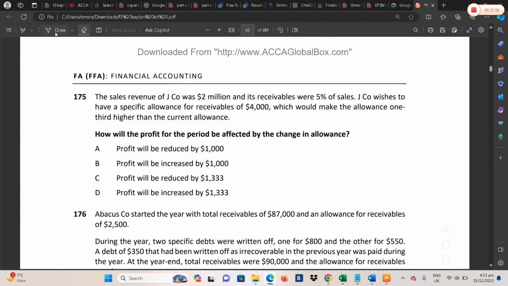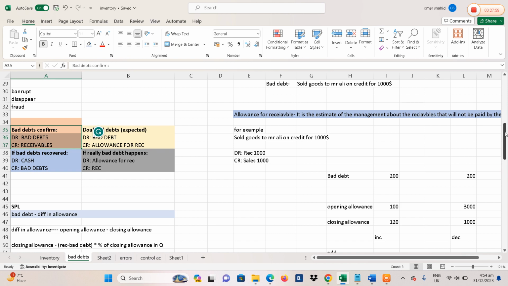Question number 175. How are we going to solve this question 175? What is the requirement? First of all, they are asking us how the profit for the period will be affected by the change in allowance. Now first of all, let's read the question. The sales revenue was 2 million and its receivables were 5%. So let's solve this question.